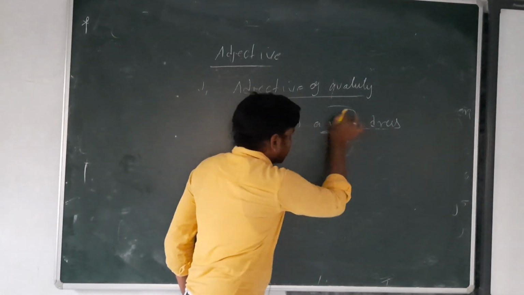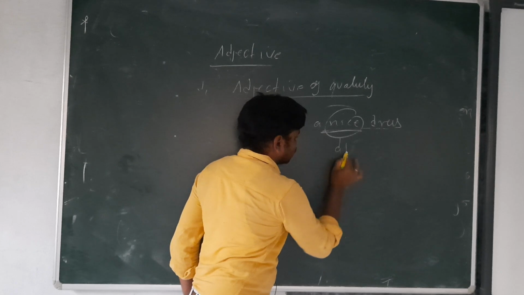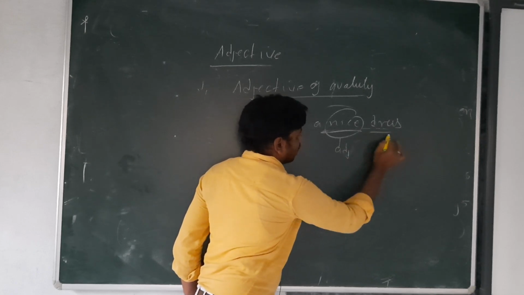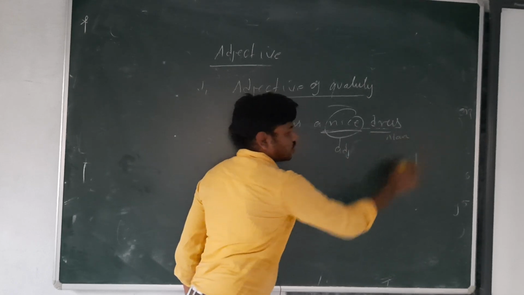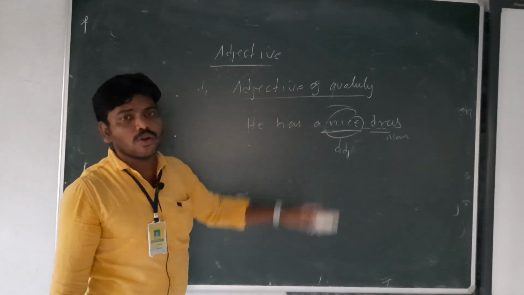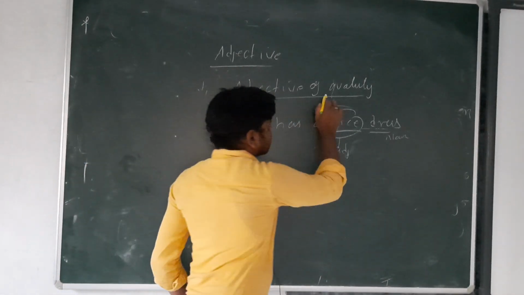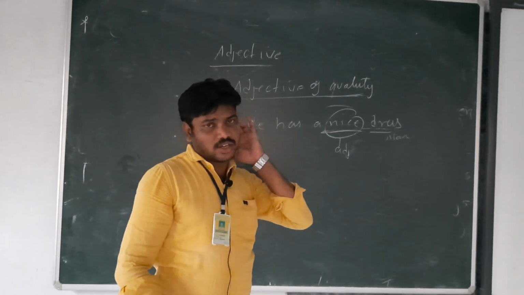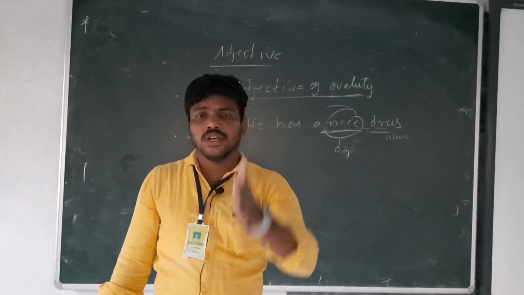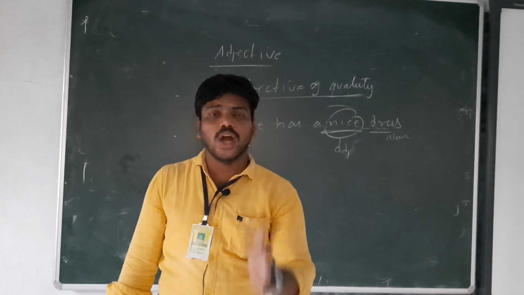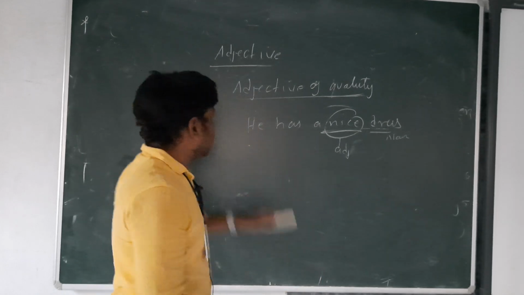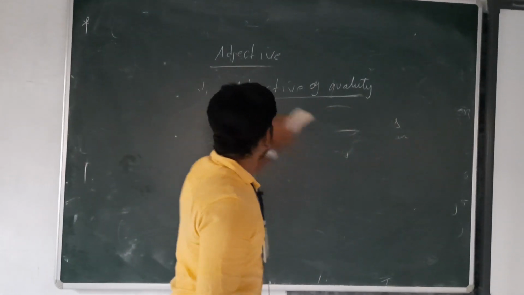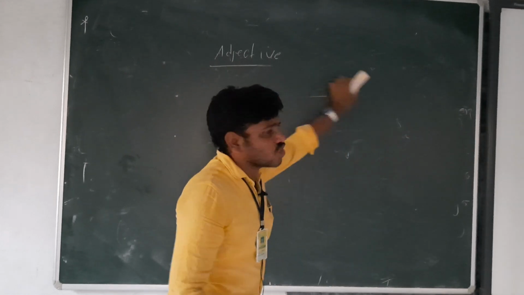So nice is called adjective and dress is called noun. So this is called adjective of quality. The meaning itself is there in the question. Quality means it shows the quality. Next example is adjective of quantity.